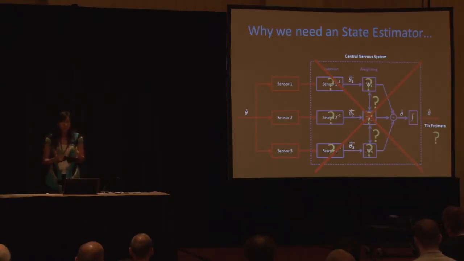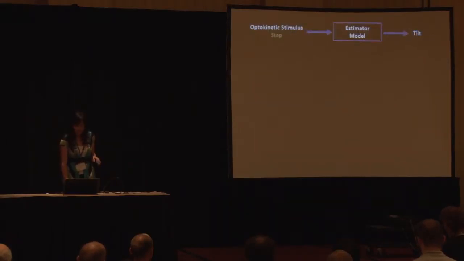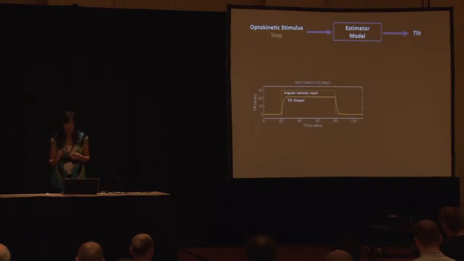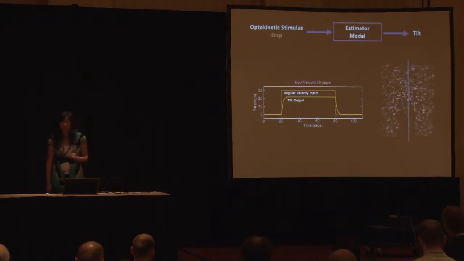So a state estimator will do a near inversion of these dynamics, choose weightings based on the noise covariance, and minimize the error. And so without going into much detail, I'm going to show you the results. If you were to feed a step input into the estimator model and look at tilt, you would have a tilt output that slowly tilts over and then stays, just like we saw in the video.